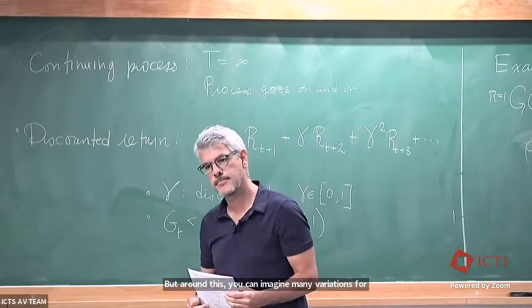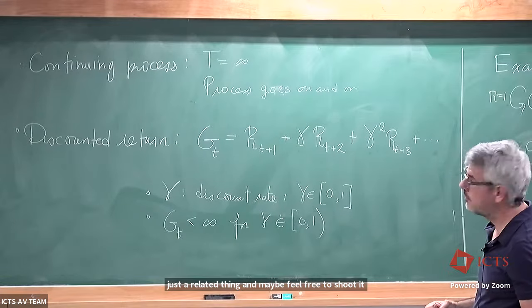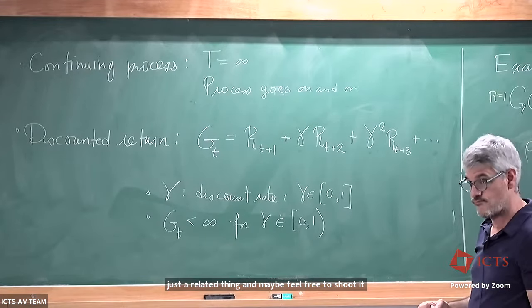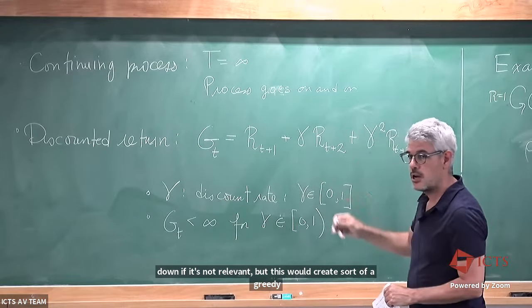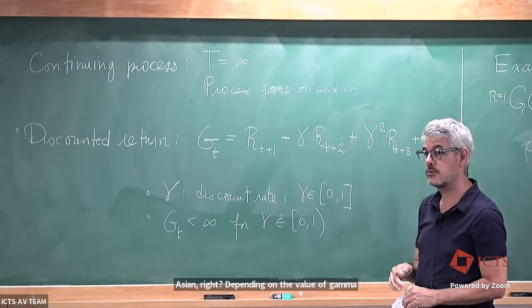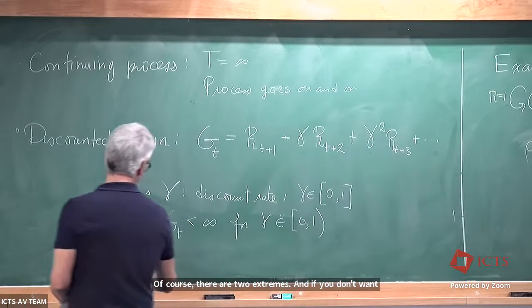Just a related thing, and feel free to shoot it down if it's not relevant, but this would create sort of a greedy agent, right? Yes, depending on the value of gamma. Of course, there are two extremes. If you don't want a greedy agent, you'd want gamma to be larger. Exactly. So this is what I want to add here.